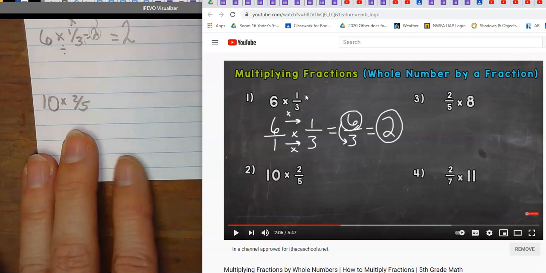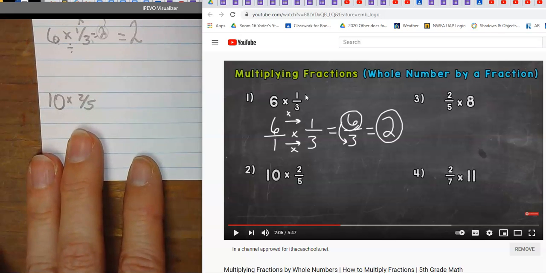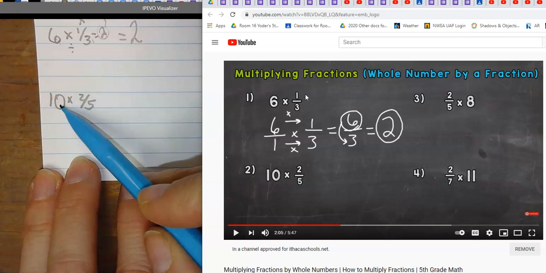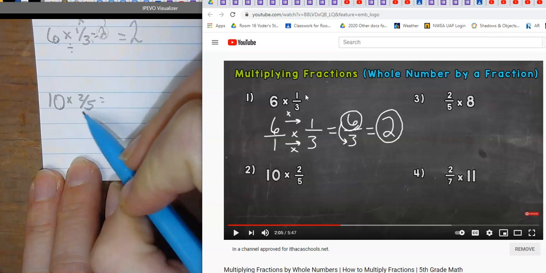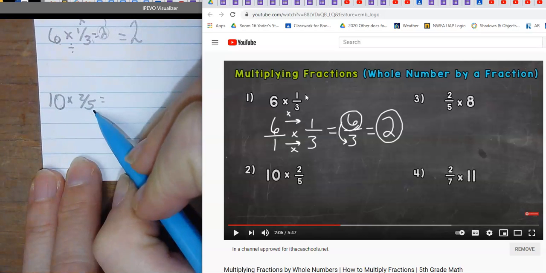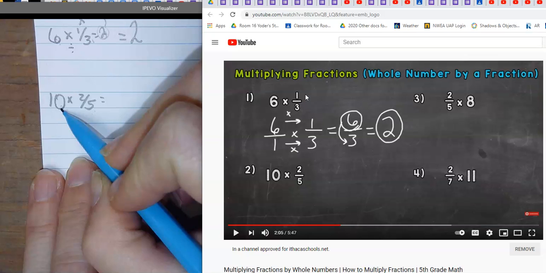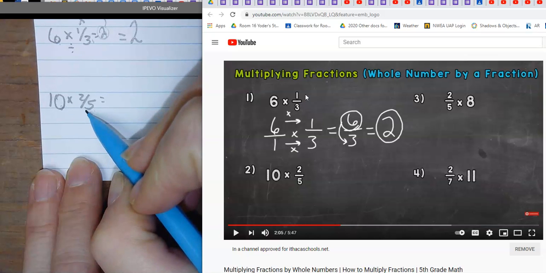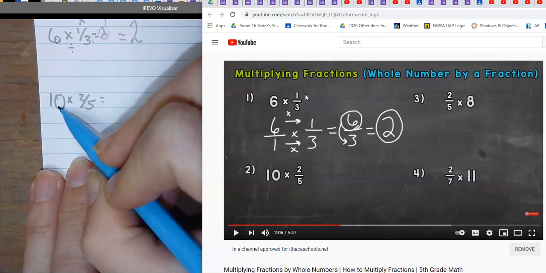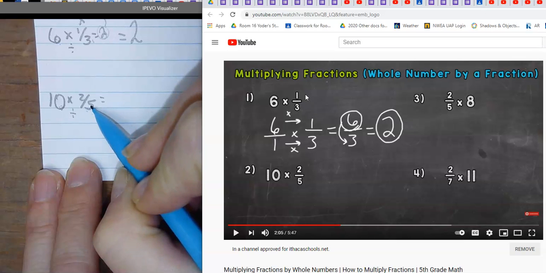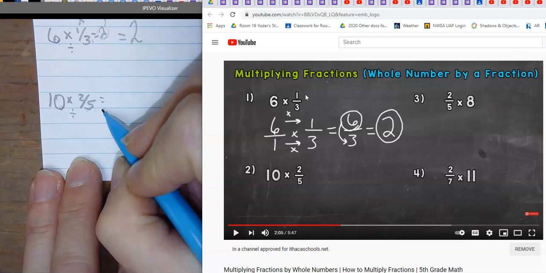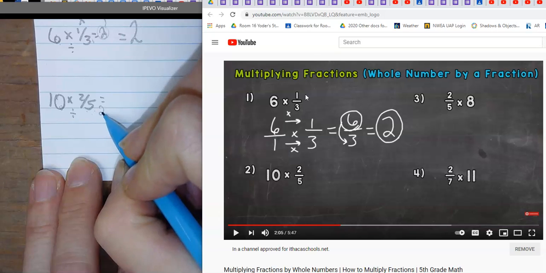The next one that he is going to show you, again, he will show you by turning the whole number into a fraction, which works beautifully. But in this case, we can also look and say, hey, wait a minute. 10 gets evenly split into 5 pieces. I can take my 10 and divide it among those 5 sections. There will again be 2 in each section.